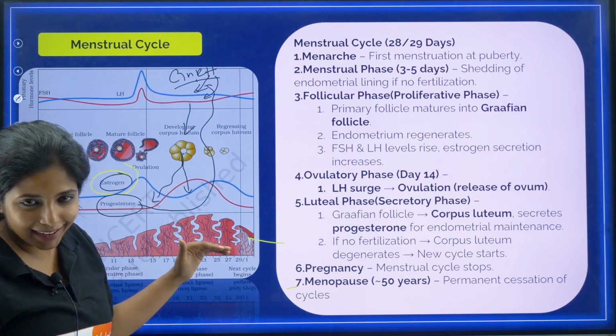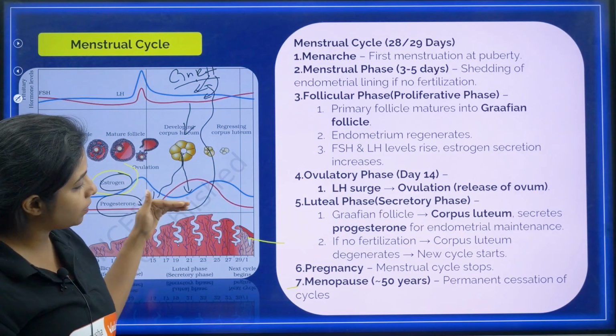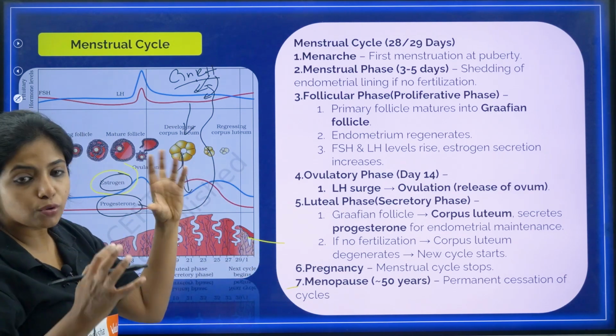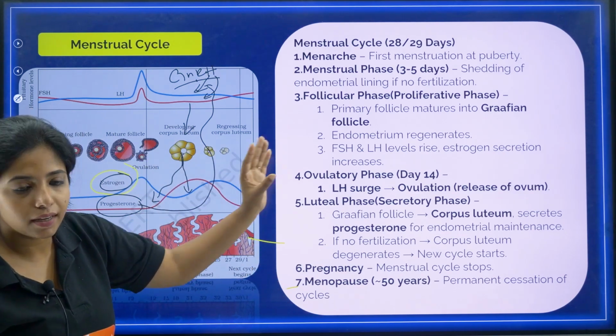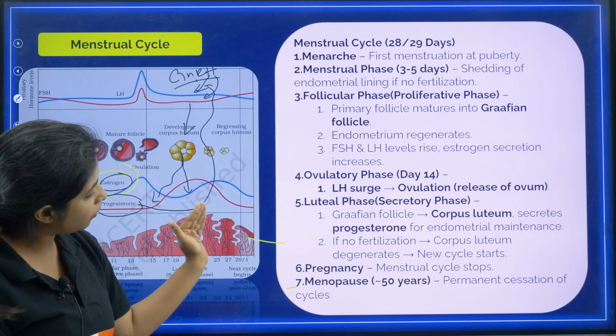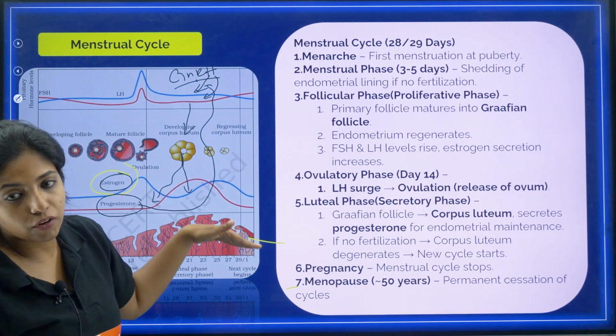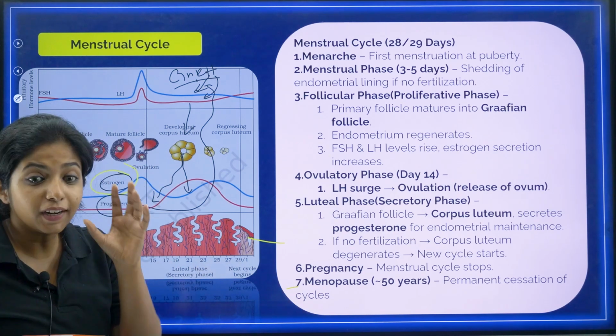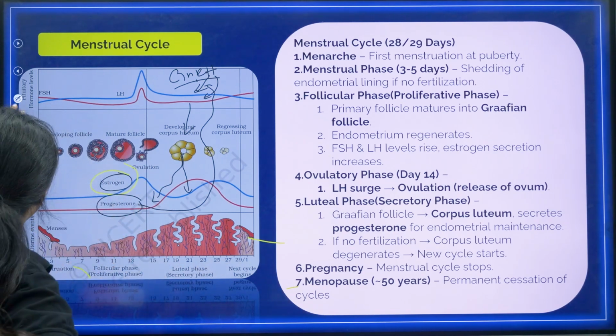So what will happen now? Slowly, this whole thing will be shut down because progesterone has not been there. This corpus luteum is going to die. They are going to degenerate. Okay, the corpus luteum which is there is going to regress. And now, since there is no progesterone, the endometrium layer shuts off again. But if fertilization is happening, my dear children, what will happen?